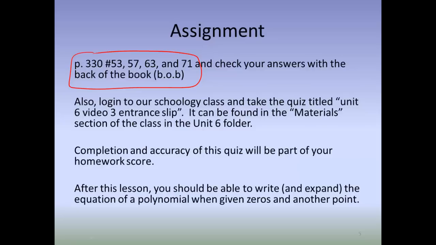After this lesson, you should be able to write and expand an equation of a polynomial with given zeros and another point. In this one, different than video 2, we had complex zeros and we also worked with some irrational zeros.